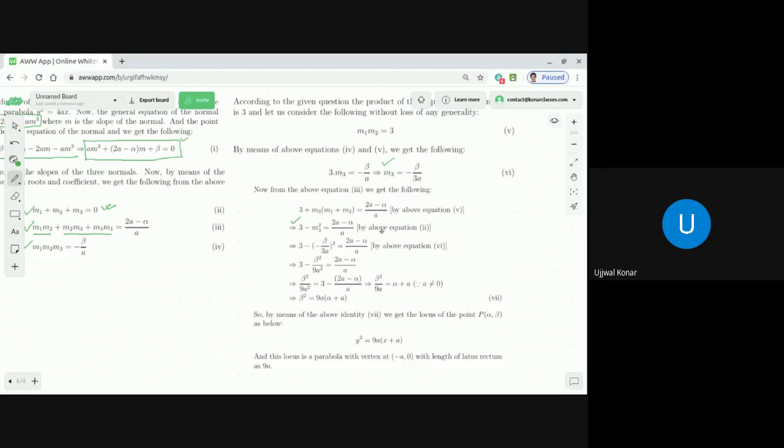Now what is m3? m3 you already found, minus beta by 3a. So minus beta by 3a whole square is equal to 2a minus alpha by a. And then we simplify further. And as you see, all these are the simplification. And finally we get beta square is equal to 9a into alpha plus a.